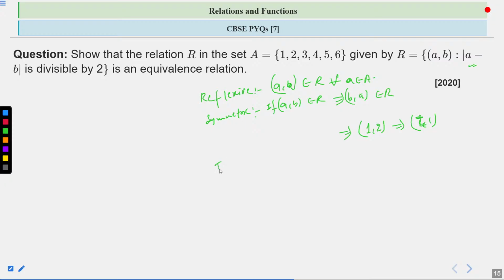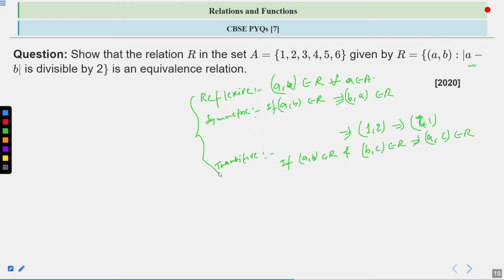Next is, it should be transitive also. And what is the condition of transitivity? If (a, b) belongs to R and (b, c) belongs to R, this implies (a, c) must belong to R for the relation to become a transitive relation. Okay. So all the three conditions must be satisfied for the relation to become an equivalence relation, right?